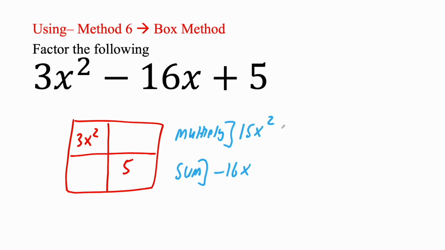So at this point, we're thinking to ourselves, how can we get 15 by multiplication? 1 and 15, 3 and 5. And also, negative 1 and negative 15, negative 3 and negative 5. Now, what's going to determine our combination is the next piece. It needs to add up to be negative 16. And so we're going to have negative 15x and negative 1x. Next, we're going to put either negative 15x here or negative 1x. It doesn't actually matter. So I'm going to put negative 15x and negative 1x.